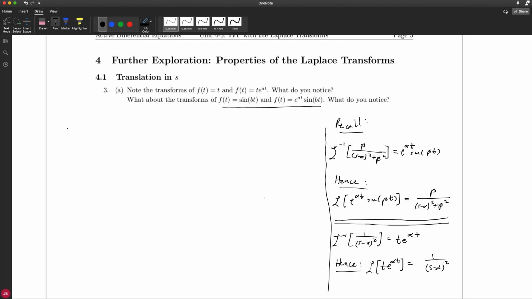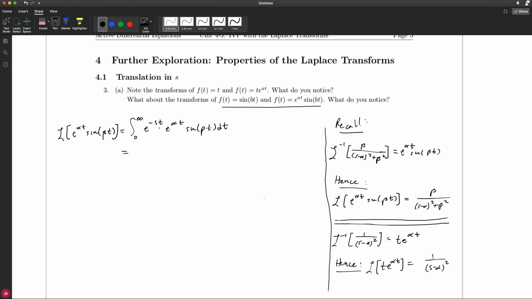All right, well, let's just work from the definition. So the Laplace transform of e to the alpha t sine beta t, by definition, is the integral from 0 to infinity of e to the minus st e to the alpha t sine beta t dt, right?